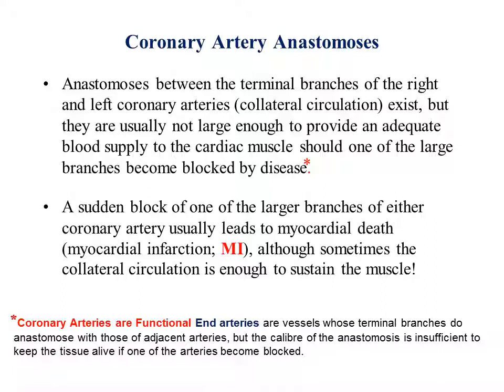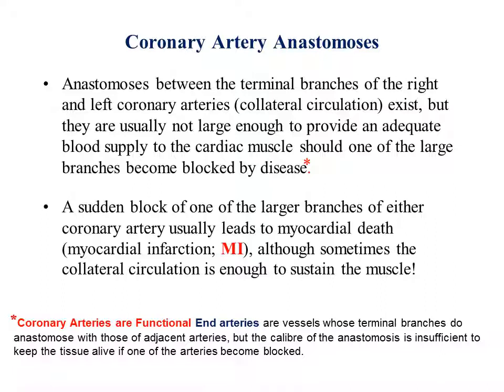But the caliber of the anastomosis isn't sufficient to keep the tissue alive if one of the arteries becomes blocked, and this is very important. So coronary arteries are functional end arteries. Anastomosis between the terminal branches of the right and left coronary arteries is called collateral circulation. Anywhere, anastomosis between terminal branches of arteries is called collateral circulation, but on the coronaries they are usually not large enough to provide an adequate blood supply to the cardiac muscle.